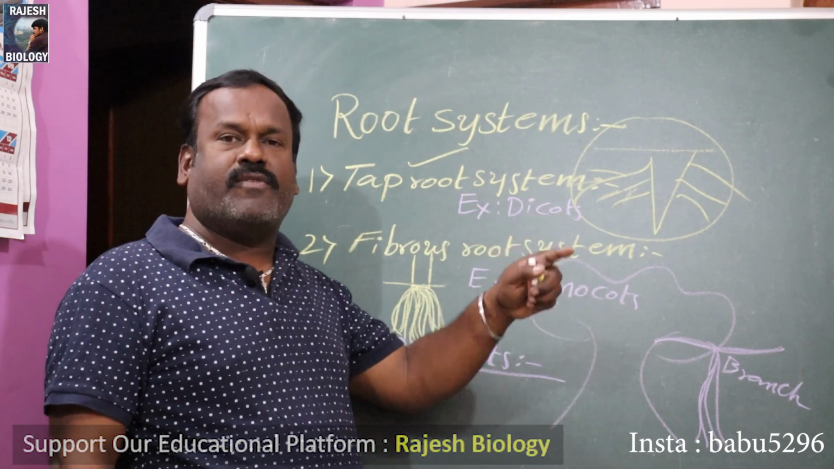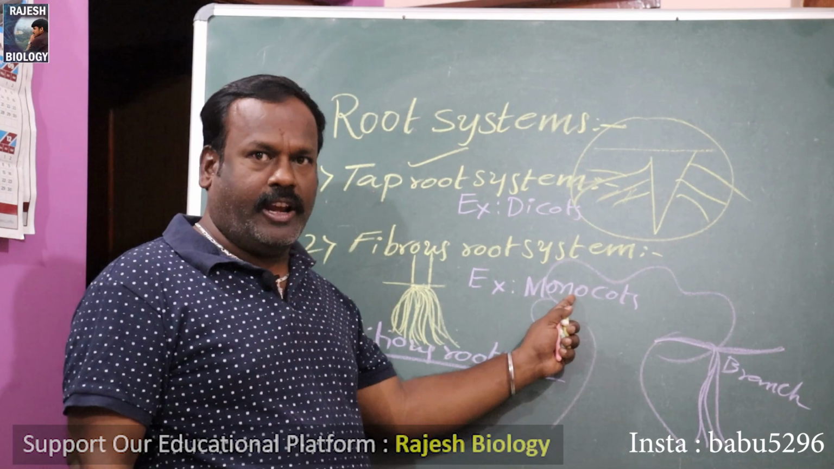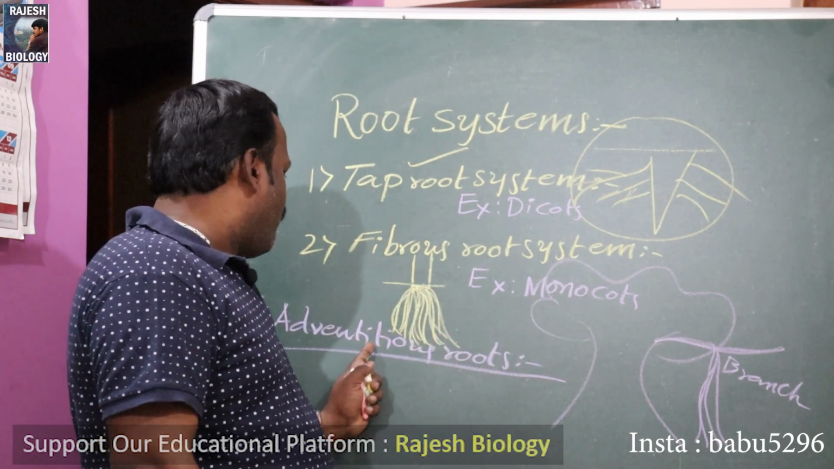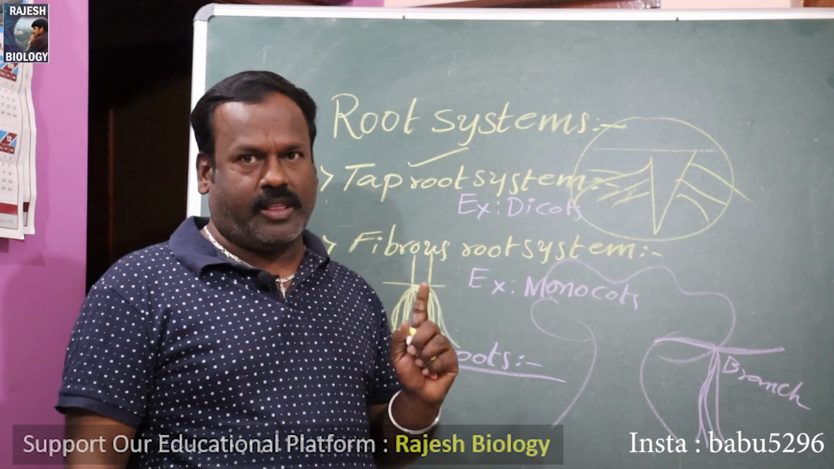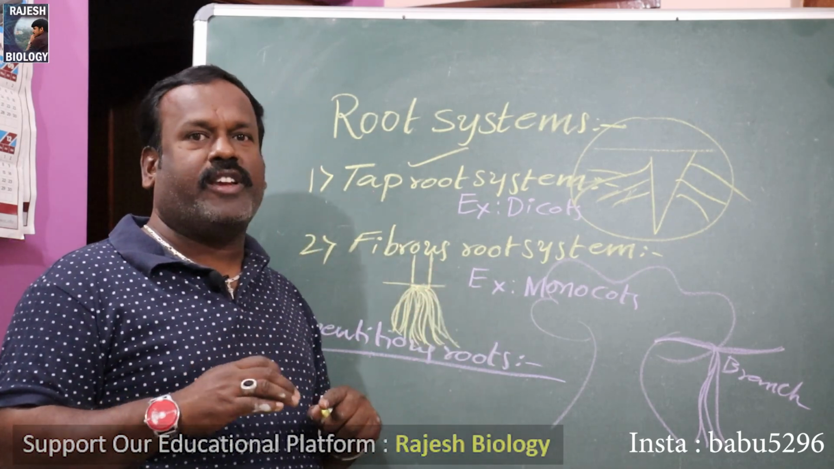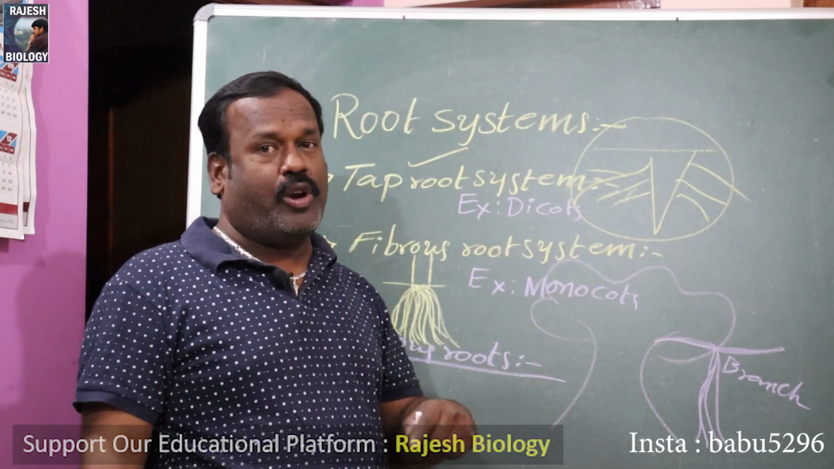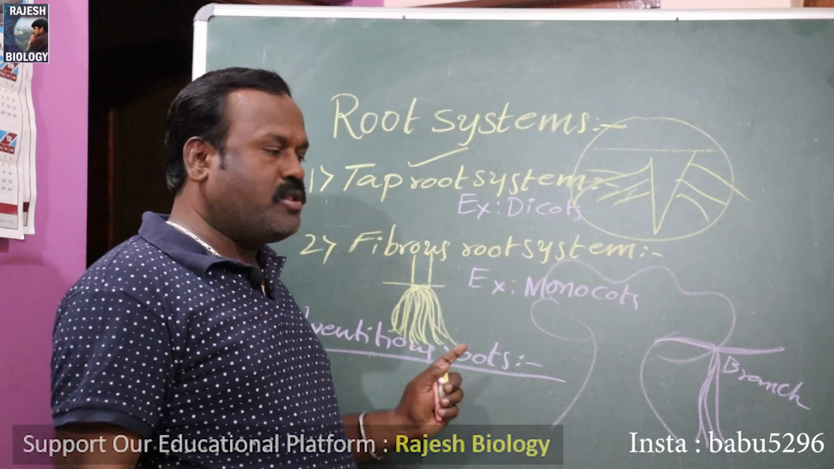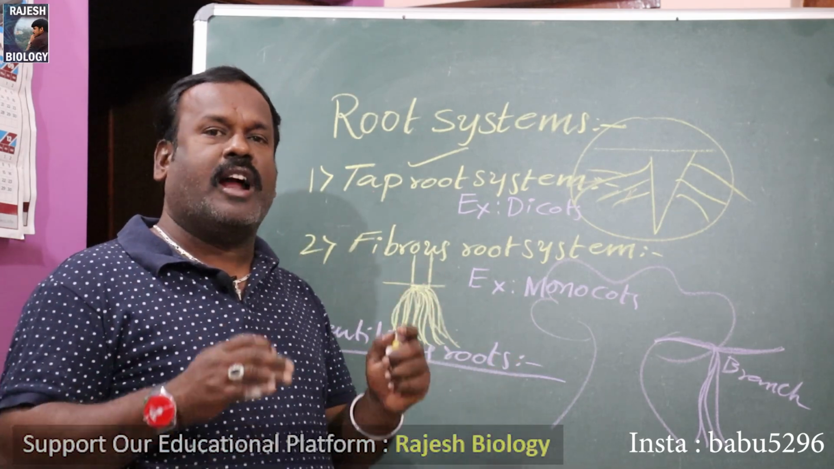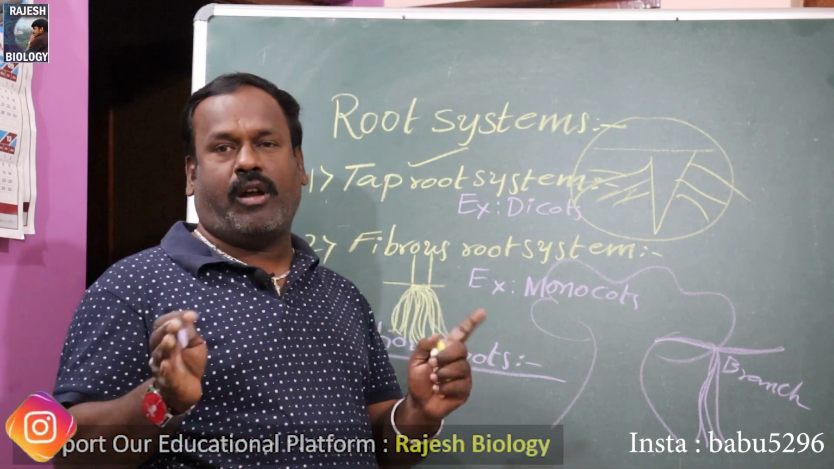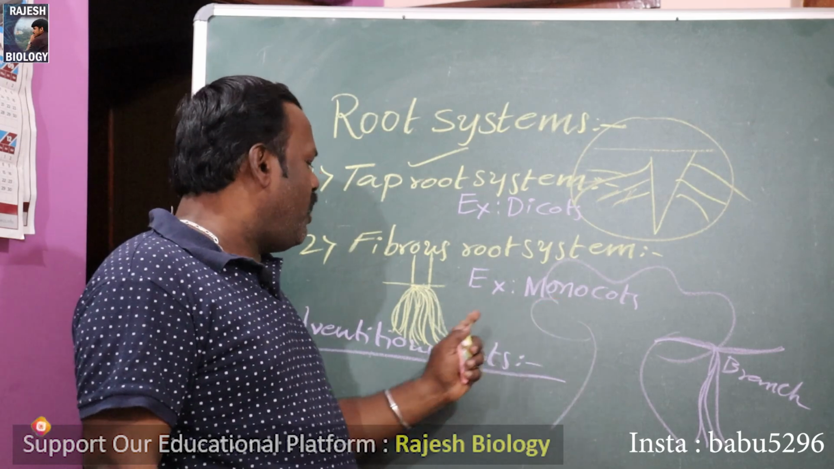The tap root system we see in dicotyledons, and the fibrous root system in monocotyledons. Sir, what about adventitious roots? A student may have this doubt. Adventitious roots we can see in both monocots and dicots. There is no particular rule that adventitious roots are present only in dicots or only in monocots. Only the tap root system is for dicots and fibrous for monocots.